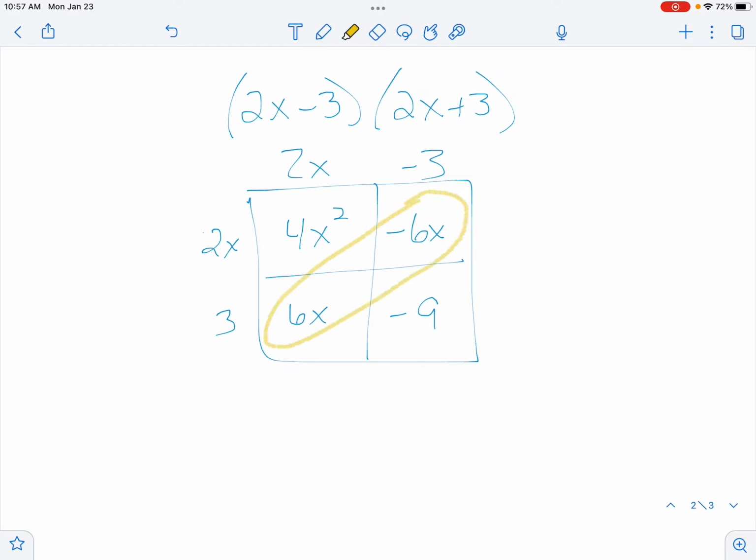Now notice when you look at your like terms, they're the exact same except they're opposite signs. So I'm going to bring over my 4x squared, and now when I combine my like terms, what happens? 6x minus 6x is 0. These cancel. So then I end up with just a minus 9. So that's another special case for multiplying.